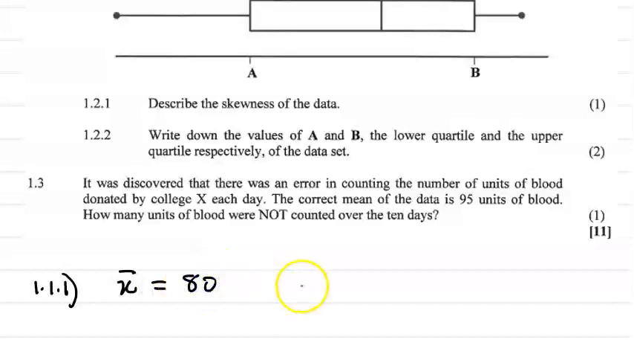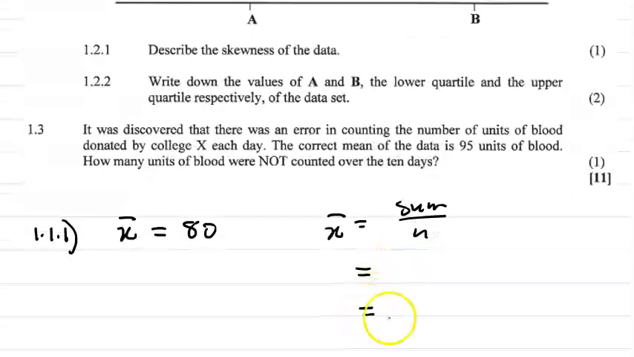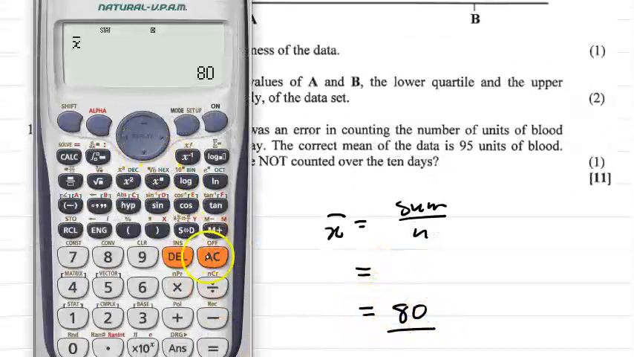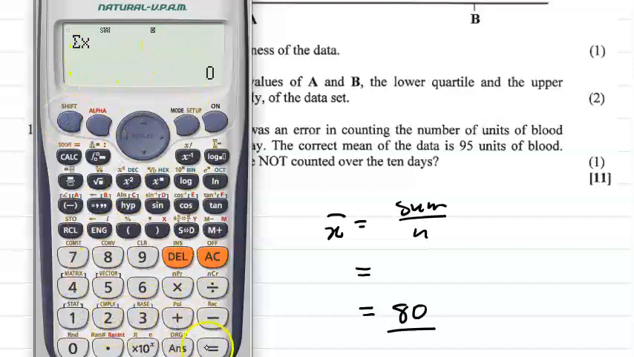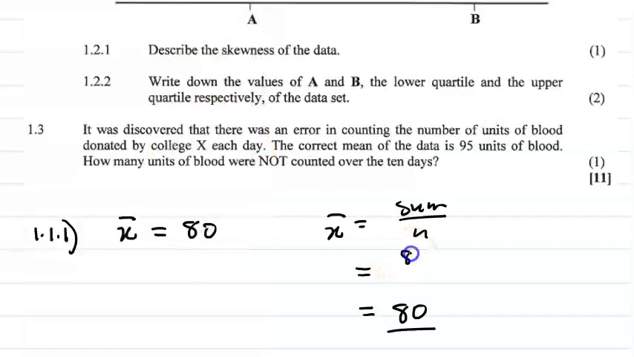Now, if we were to show our working here, remember that X bar equals the sum over the number of values. We already know that our answer is equal to 80, so we can write that down. But let's say we wanted to show the working. We go up here, shift and 1 again. We put sum, which is 3, the sum of all the X values, option 2, equals 800. So this is 800 over n, which is 10, which gives us 80. So it's up to you.